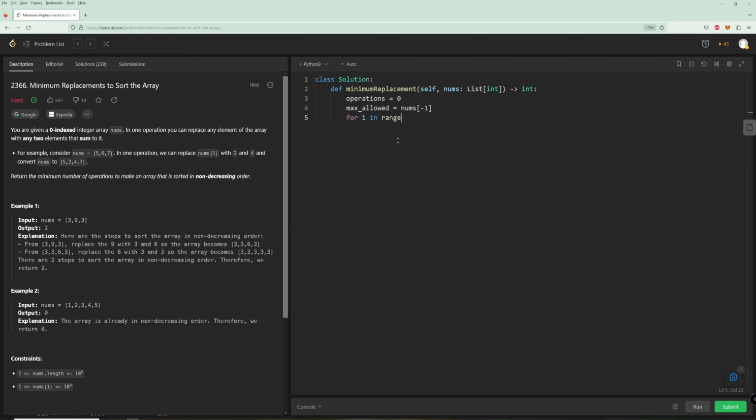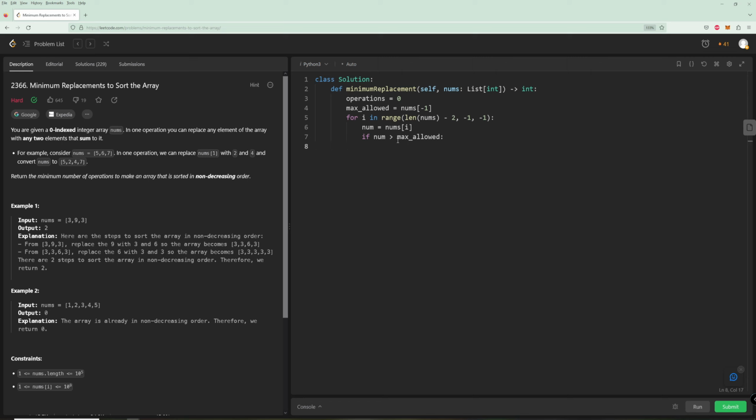For i in range, length of nums minus 2. We want the second last element and then go all the way to the front. So we're going to say the number is nums[i] that we're going to use. And then we're going to say, if the number is greater than max allowed, that means that our number isn't in sorted order, right? So that means we have something like 5 3 or 6 3 or whatever it is.